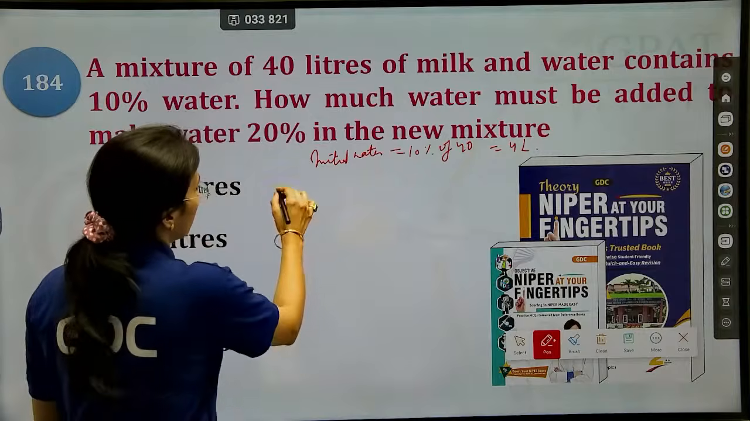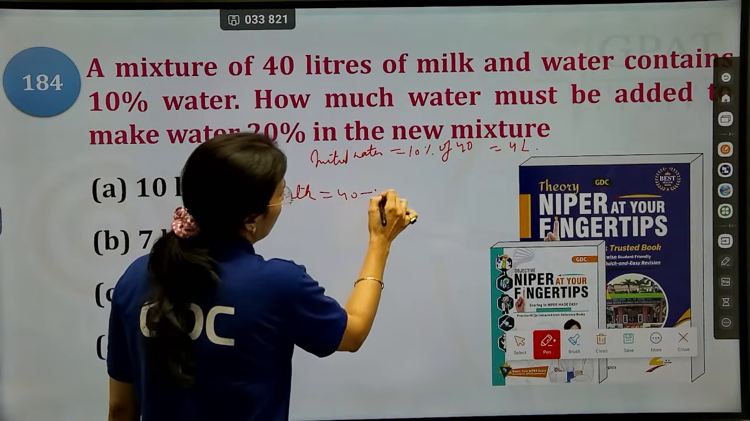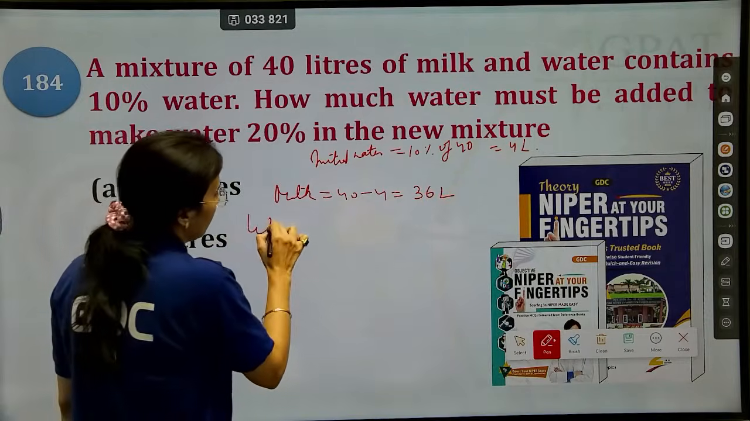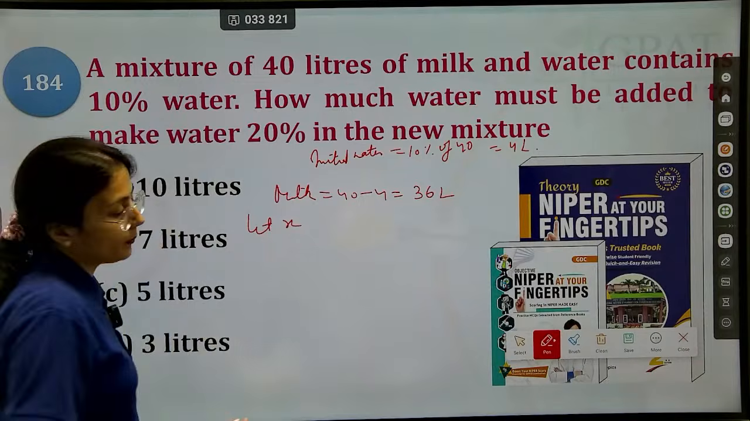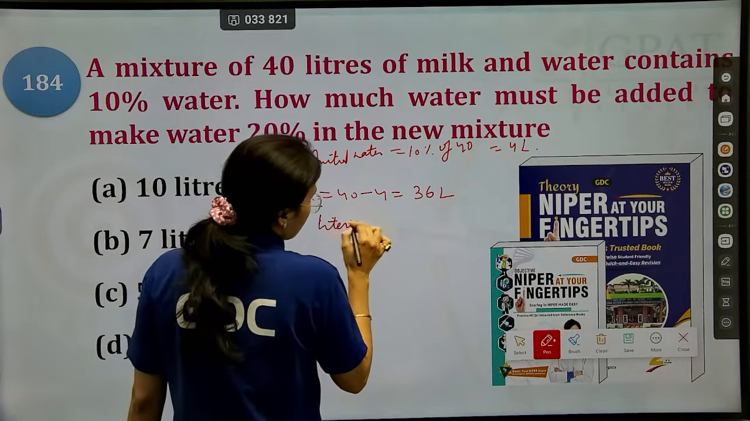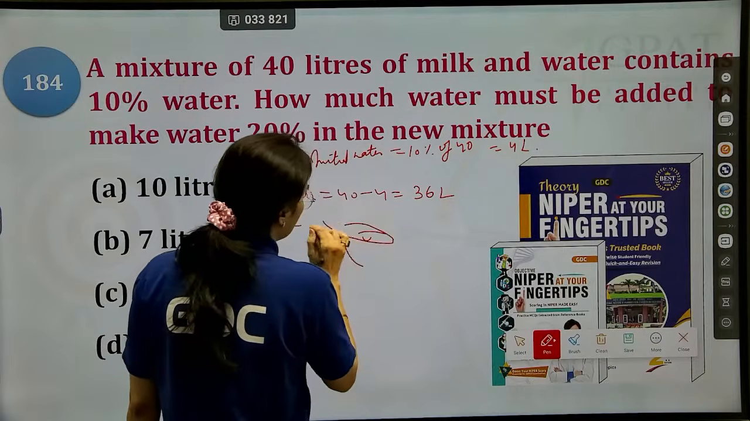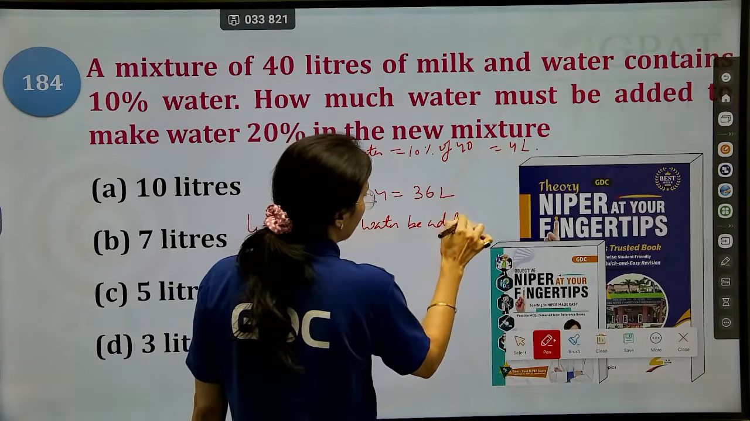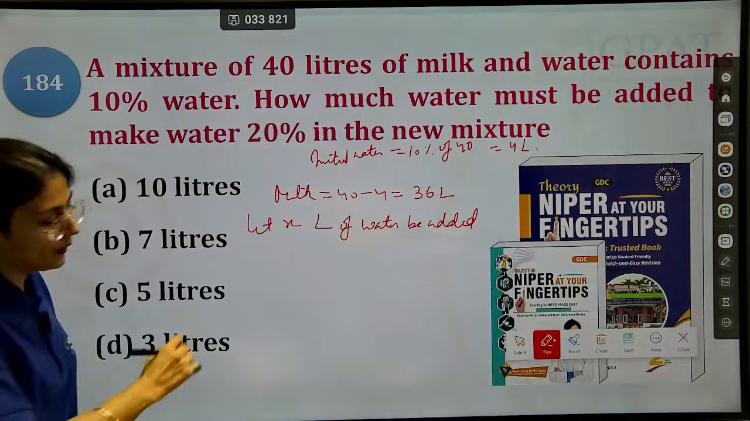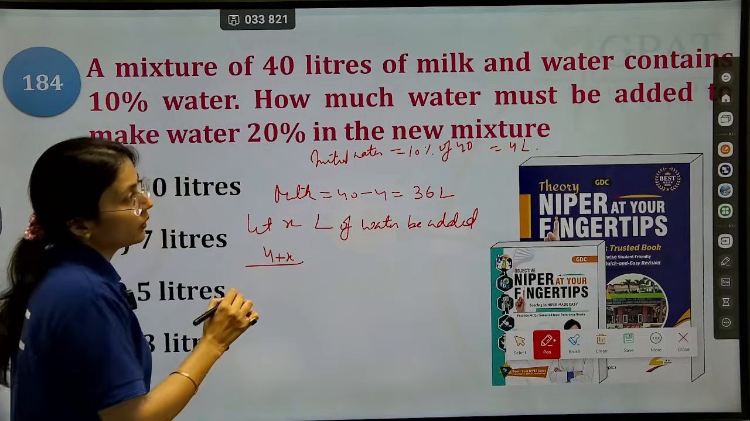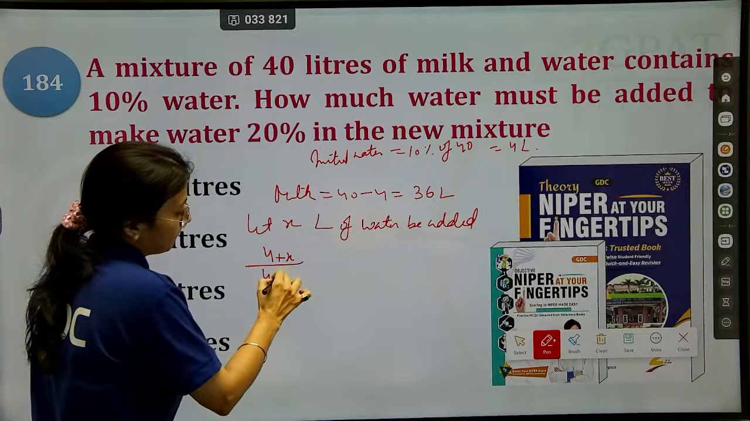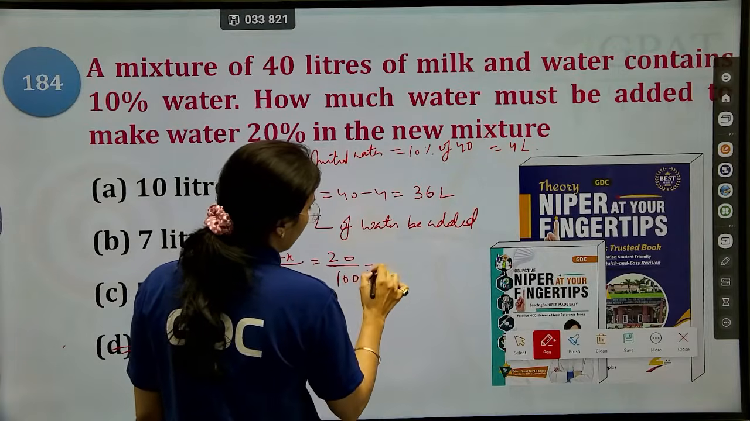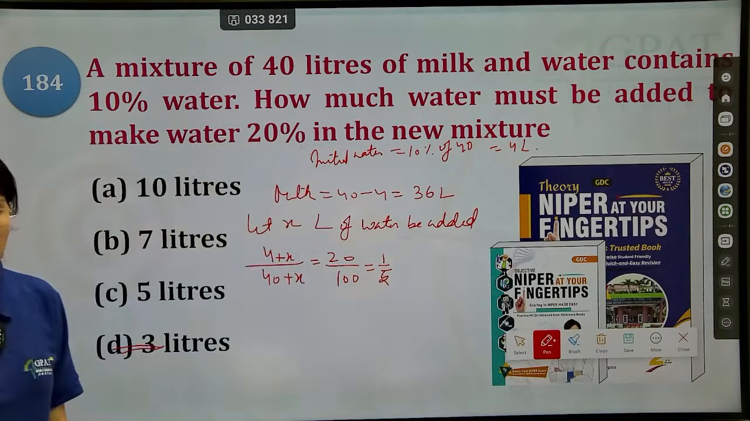Now milk is how much? That is 40 minus 4, that is 36 liters. Let x liters of water be added. So 4 plus x upon 40 plus x is equal to 20 by 100, that is 1 by 5.